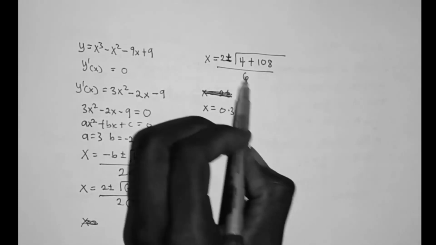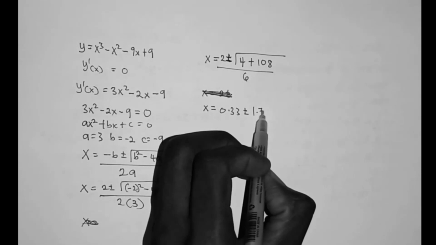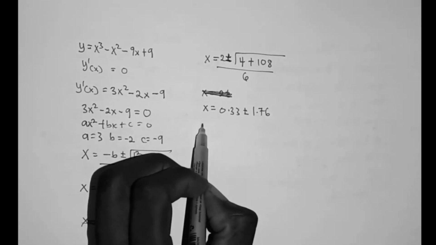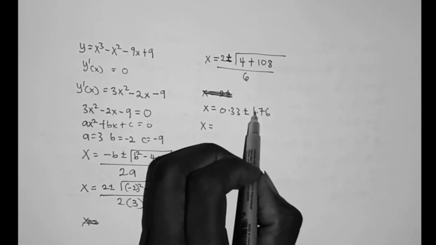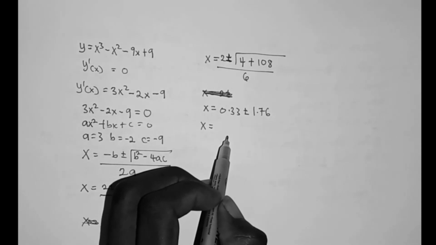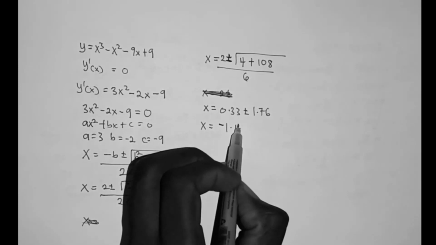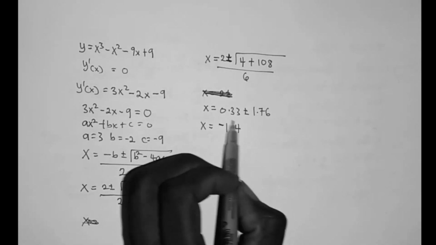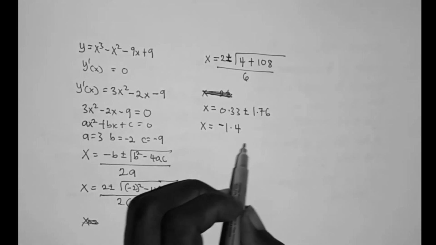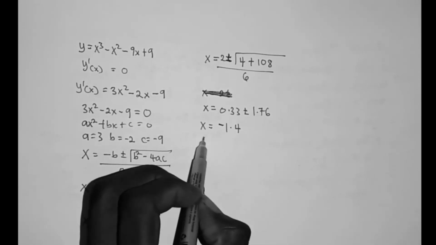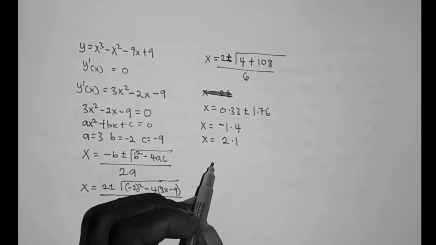Then when you solve all of this in the bracket, you get plus or minus 1.76. So the values of x: 0.33 minus 1.76 is equal to minus 1.4, and then 0.33 plus 1.76 is equal to 2.1. So x is also equal to 2.1. So these are the values of x.